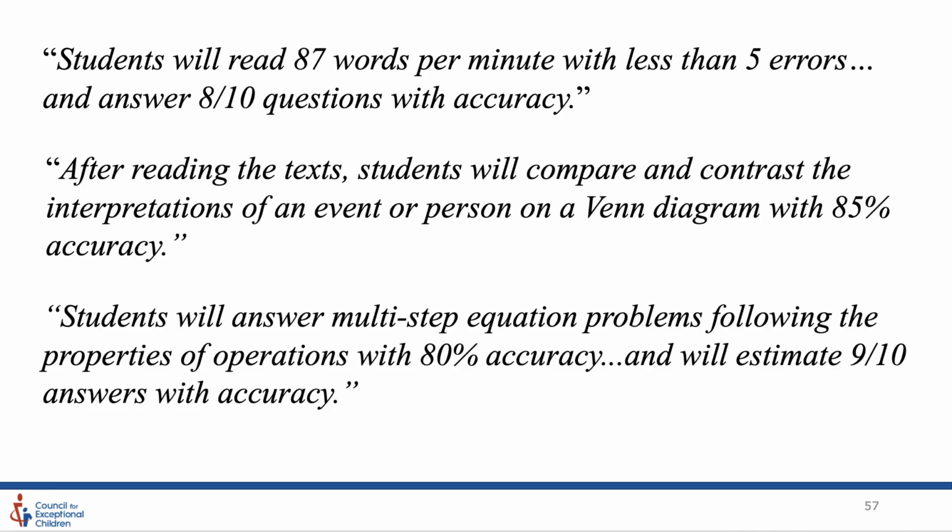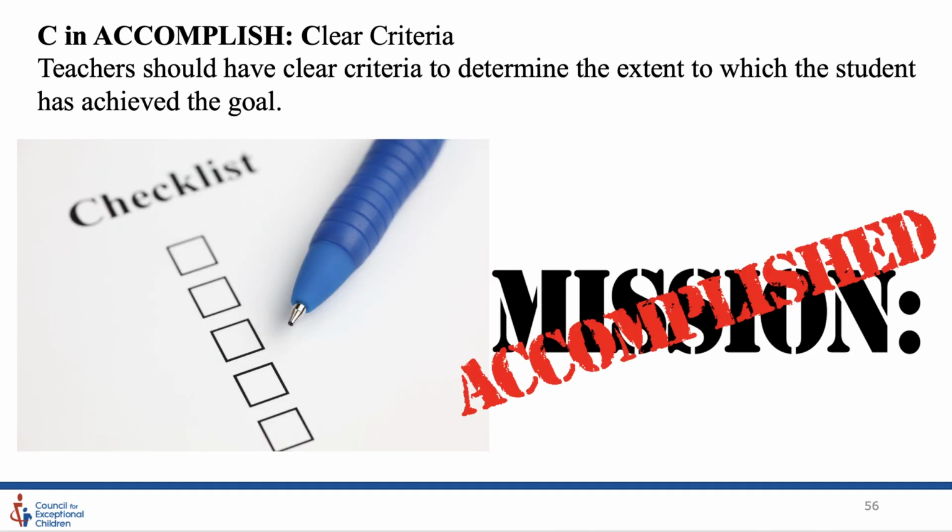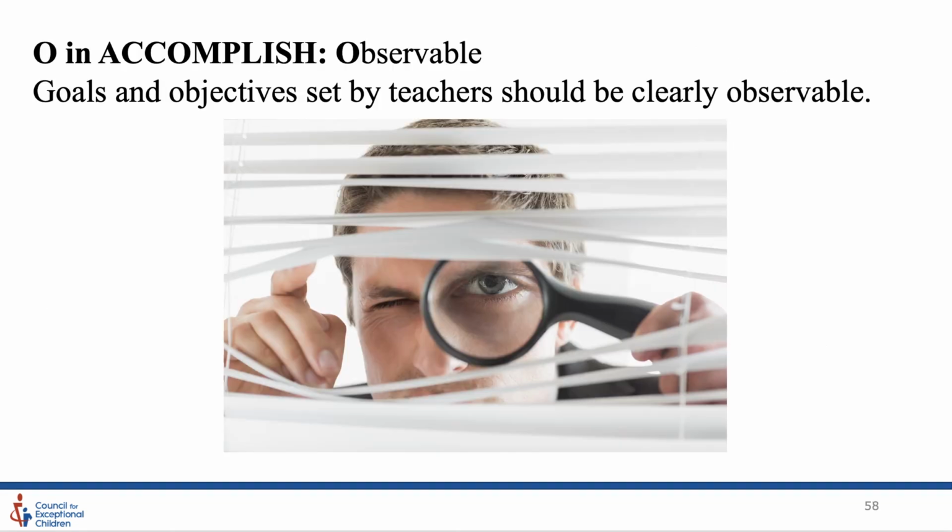After reading the text, students will compare and contrast the interpretations of an event on a Venn diagram with 85% accuracy. So this is what we're talking about. Each of these goals are well specified. They're conspicuous. They're clear. But they're also observable. We make sure that every goal is not something like the student will improve their reading. Well, that's not observable enough.